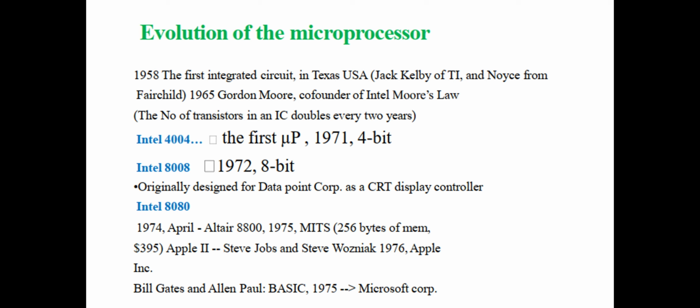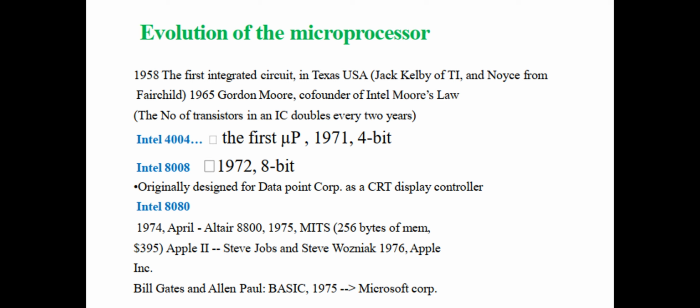Intel 8080, April 1974. Altair 8800, 1975, MITS, 256 bytes of memory, $395. Apple II, Steve Jobs and Steve Wozniak, 1976, Apple Inc. Bill Gates and Paul Allen, BASIC, 1975.